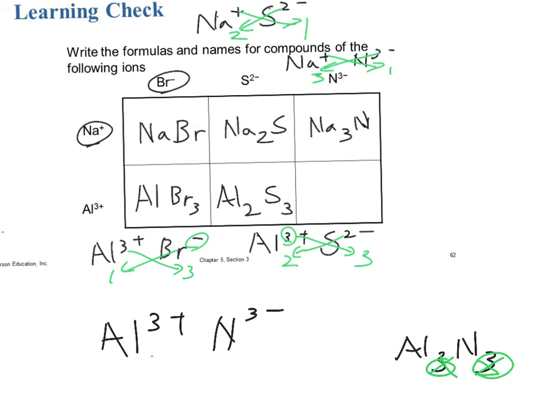Remember, our goal is to get the charges to cancel out. We want the charges to cancel out. So if I have a positive 3, then it's canceled out by a negative 3. So my ratio here is 1 to 1. That's it. Chemistry's easy. Life is hard.